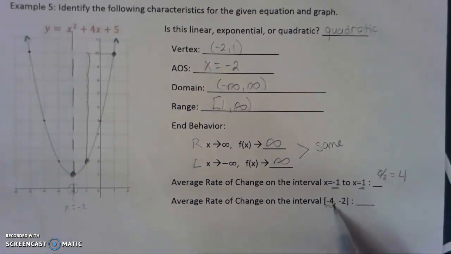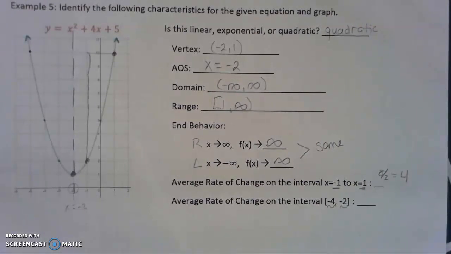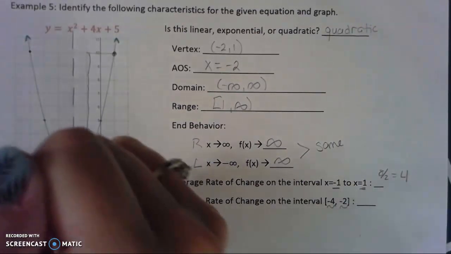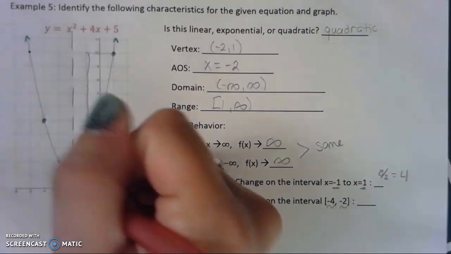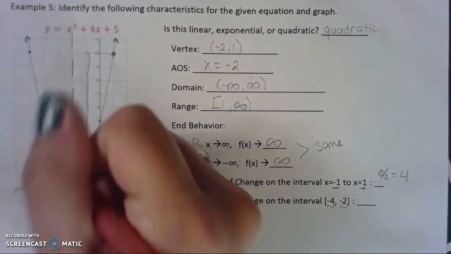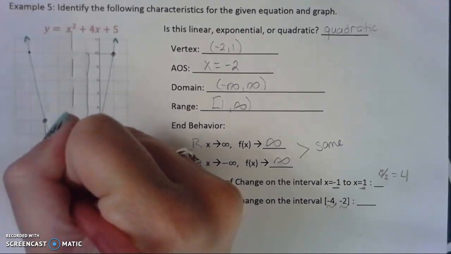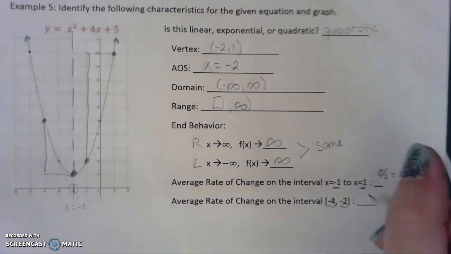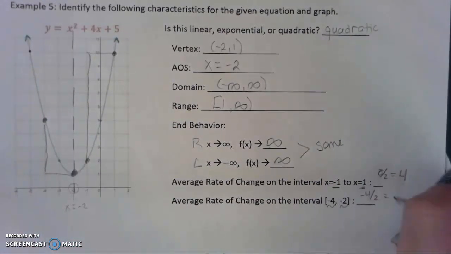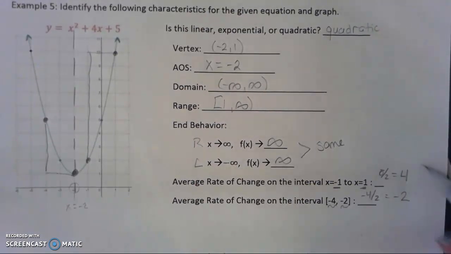Okay, and we're going to look on the interval from -4 to -2. Well, -4 is right here. Negative 2 is right here, so we're actually going down 4 and over 2. So down 4 over 2, which gives us a negative 2. Notice those are not the same because the slope between any 2 points on a quadratic is varying. It is not constant, so we will not be getting the same number every single time.